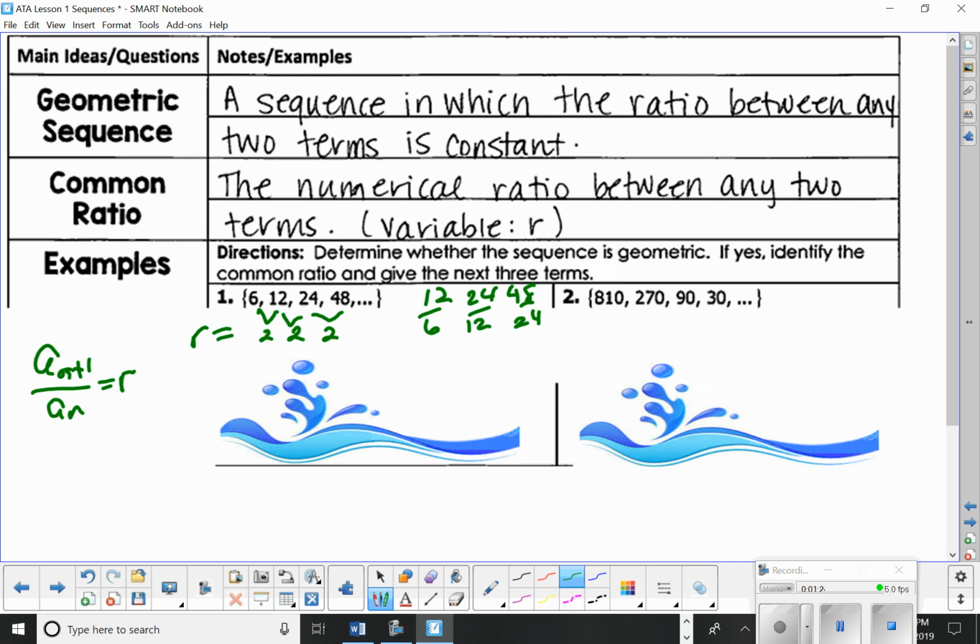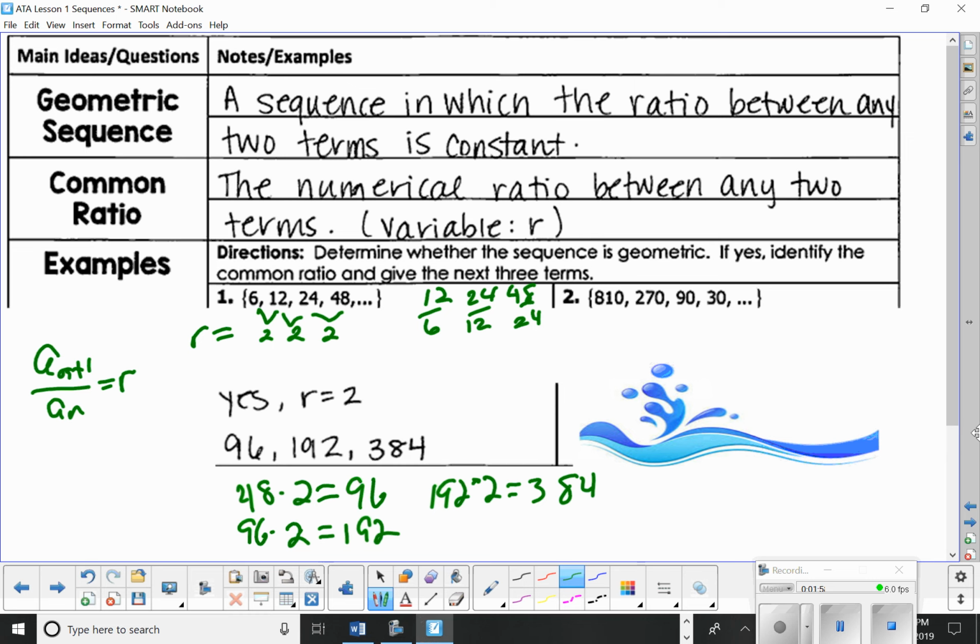Now, how do I find the next three terms? Well, I do 48 times 2, and I wind up with 96. Then I do 96 times 2, and I get 192, and then I do 192 times 2, and I get 384. That's all there is to it.